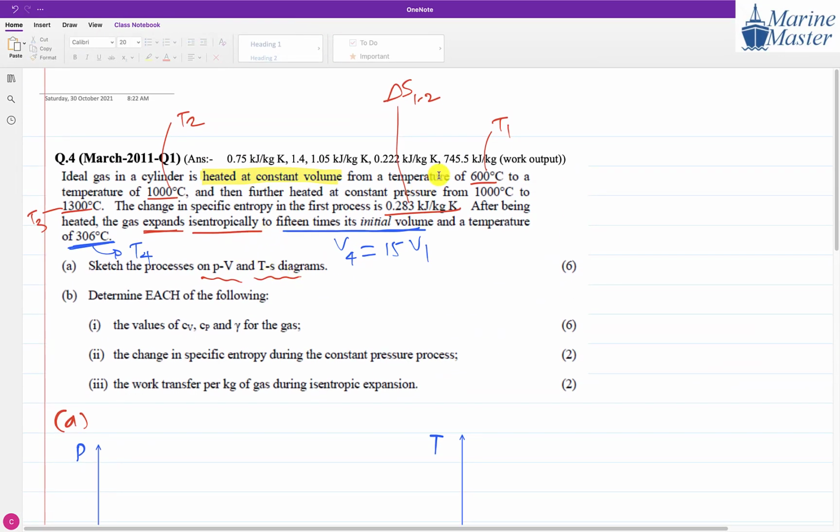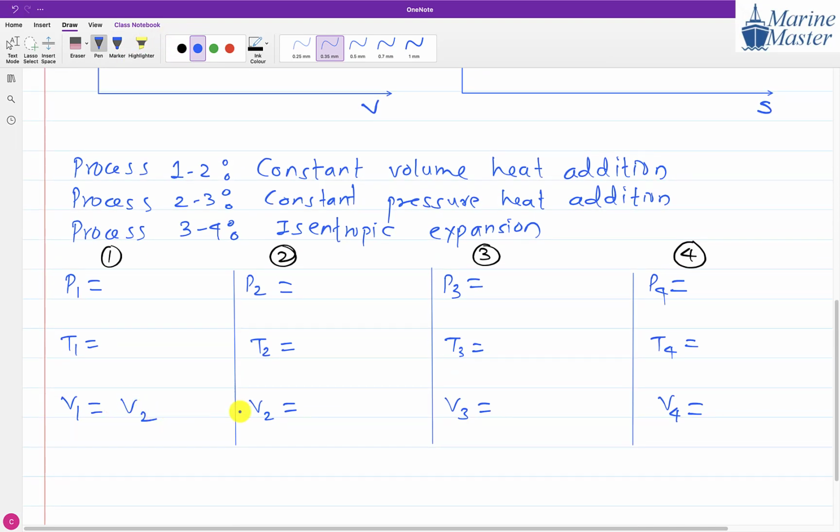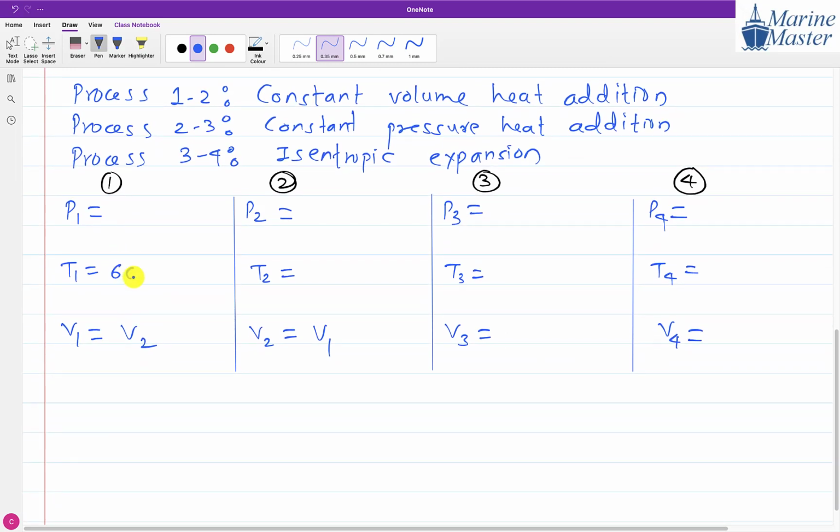Now what is our target here? The gas is heated at a constant volume. When they say constant volume for process 1 to 2, V1 is equal to V2. And the temperature goes from 600 to 1000, so 600 is T1 and 1000 is T2. 600 degrees Celsius means 873 Kelvin. T2 is 1000 degrees Celsius, which means 1273 Kelvin, adding 273.